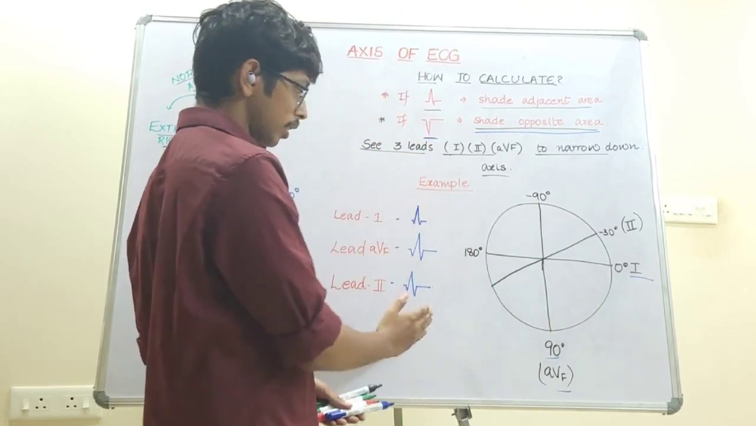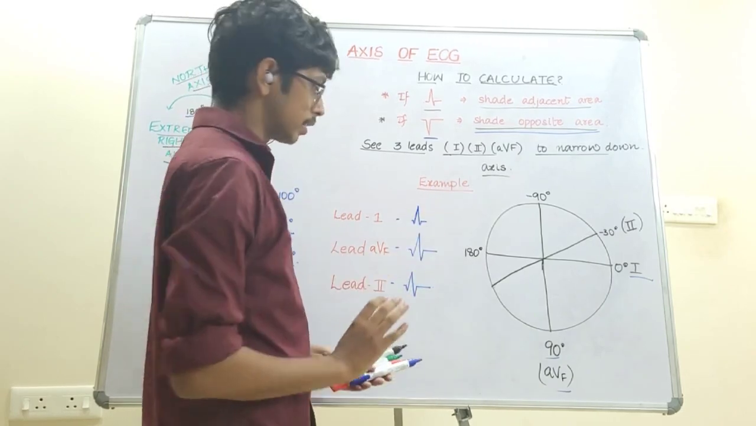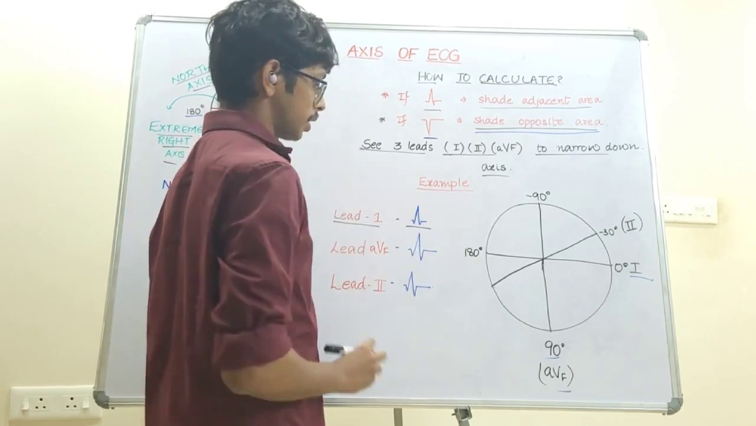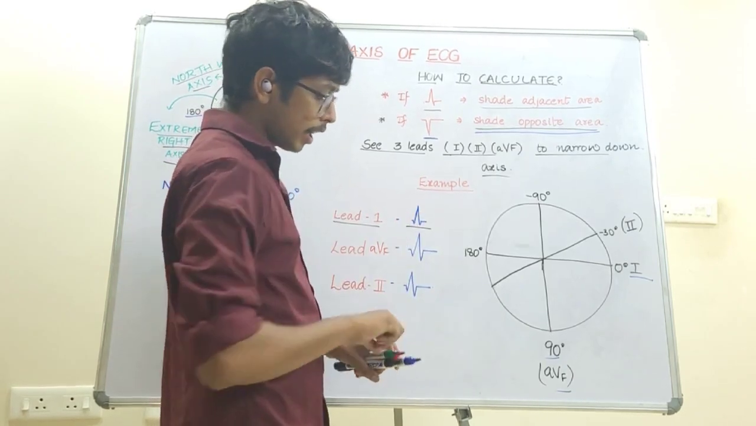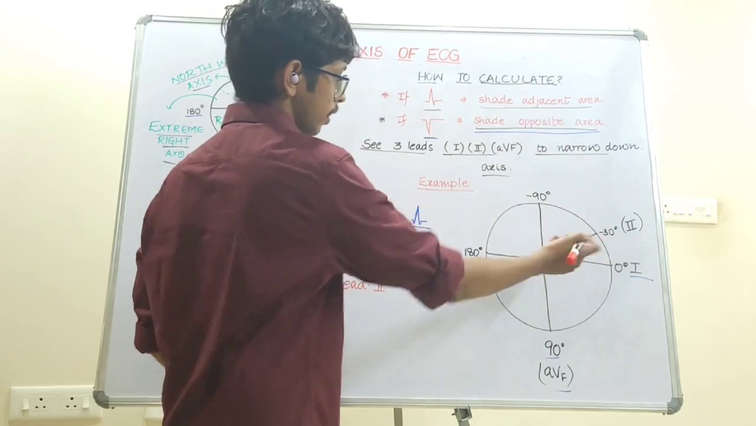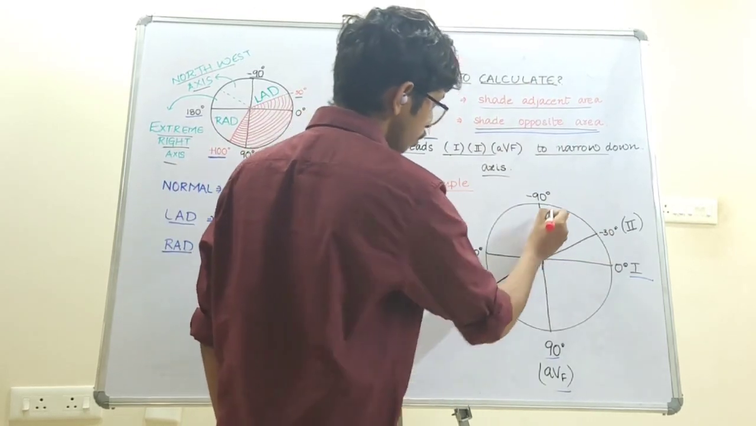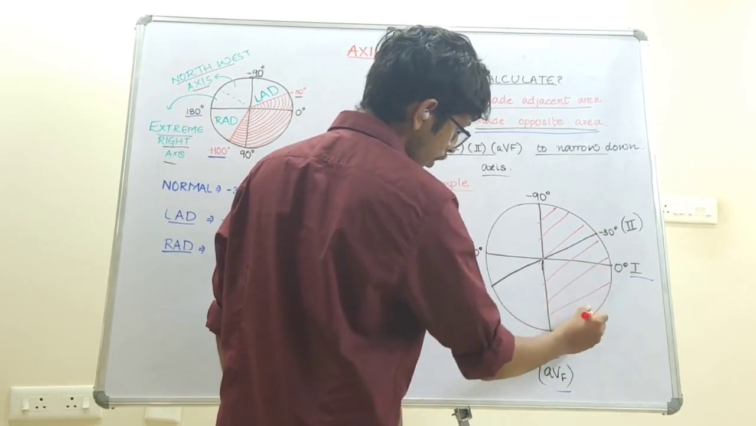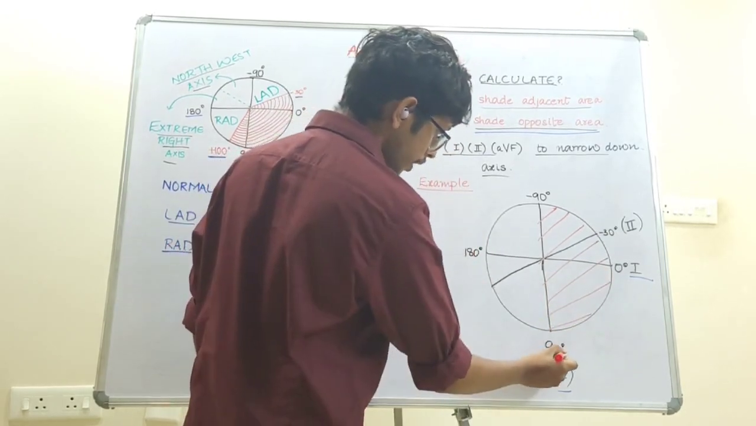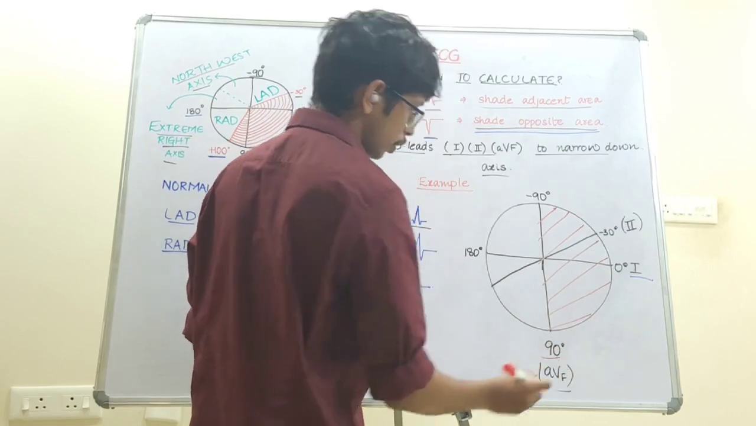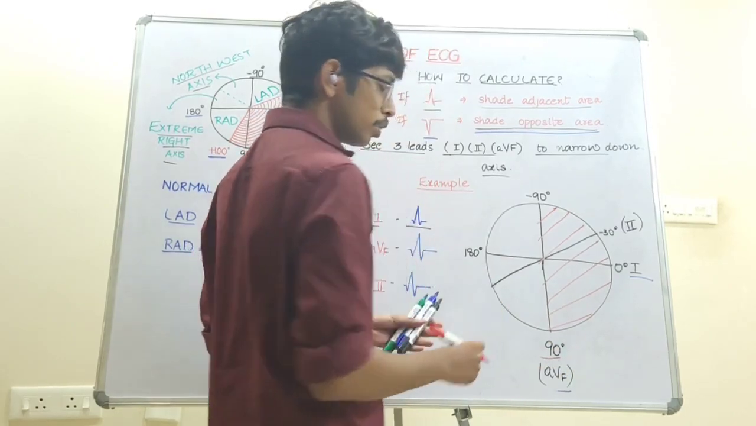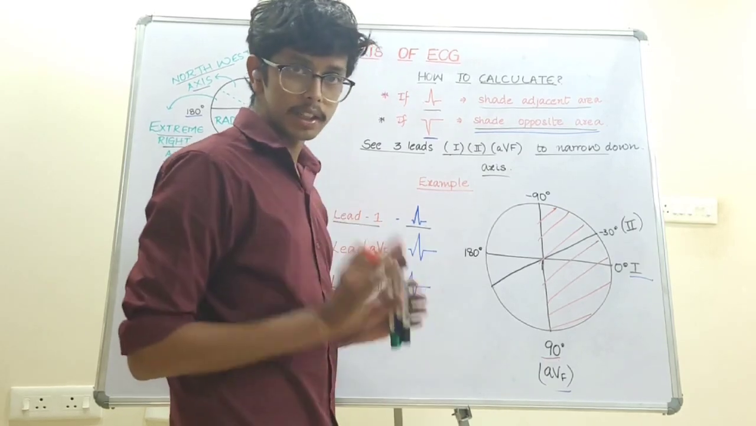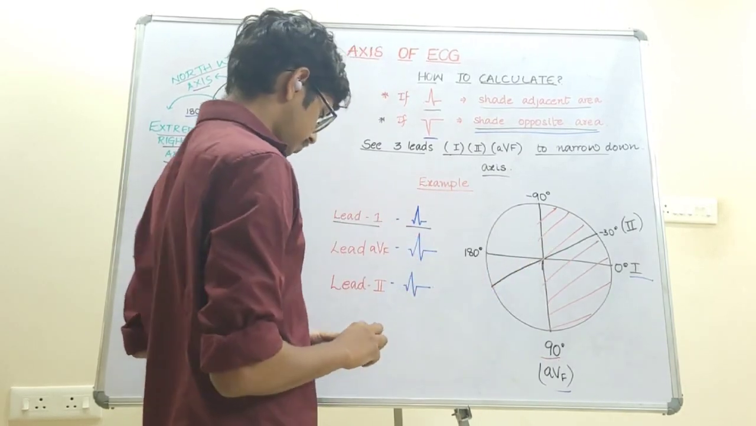See, first you have to look at all these things and how the QRS complexes are in these leads. In lead 1 the QRS complex is positive, so you have to shade the adjacent side to lead 1. This is the adjacent side to lead 1, so you have to start shading this area. If you use only one lead, your axis will be minus 90 to plus 90. You cannot narrow down your axis. So to narrow down your axis, you will use multiple leads. You have to use at least 3 leads to narrow down the axis.